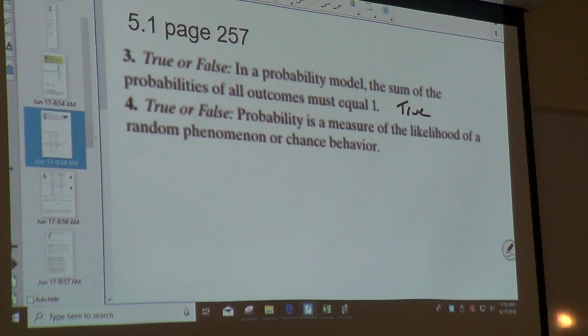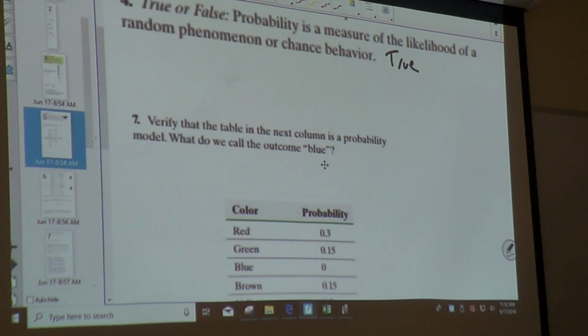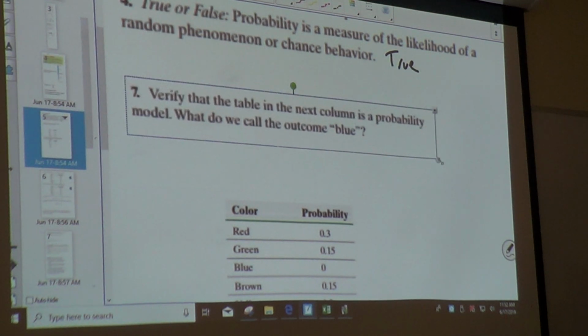Probability is a measure of the likelihood of a random phenomenon or chance behavior. True or false? True. Okay, that just kind of tells us what probability is. Move these up a little bit.